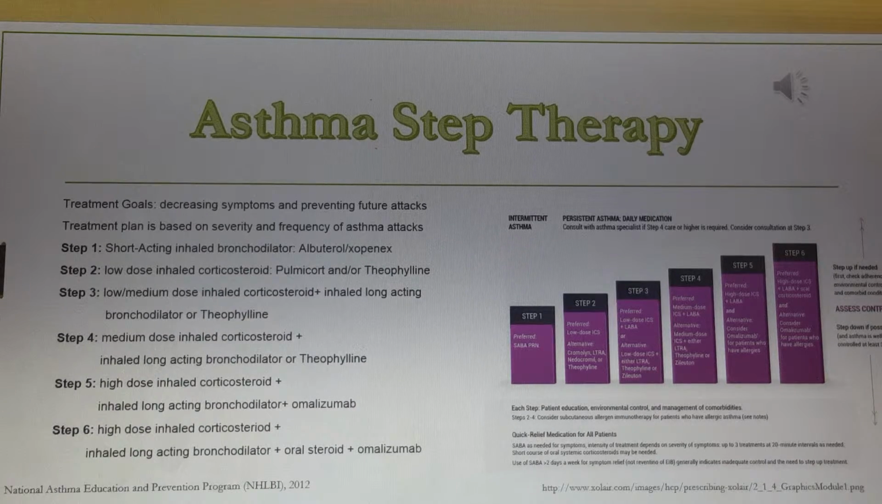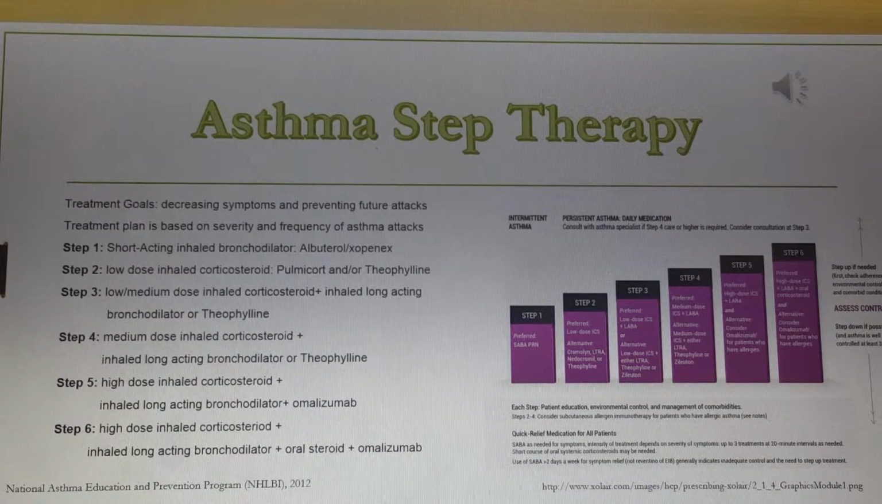Asthma treatment goals are based on decreasing symptoms and preventing further attacks. The treatment plan is based on severity and frequency of asthma attacks. The National Asthma Education and Prevention Program implemented the asthma step therapy. Step 1. Utilize a short-acting inhaled bronchodilator. Step 2. Use a low-dose inhaled corticosteroid.